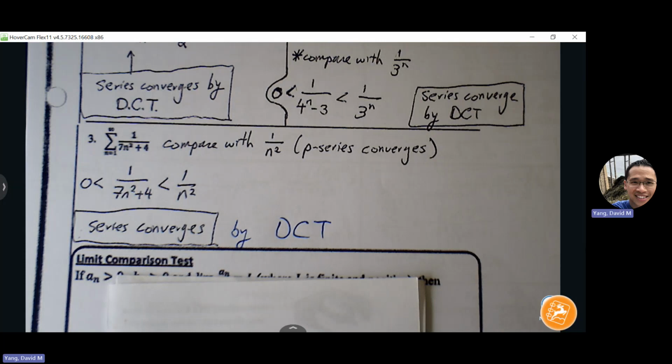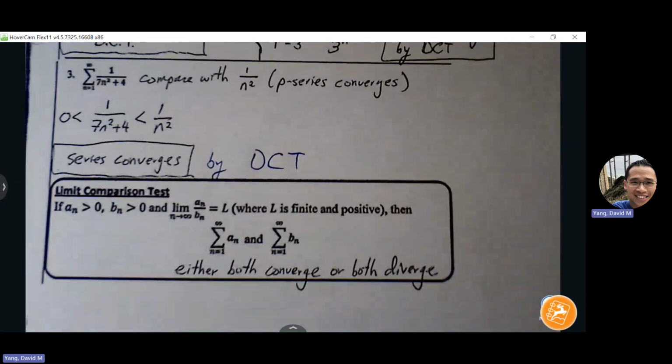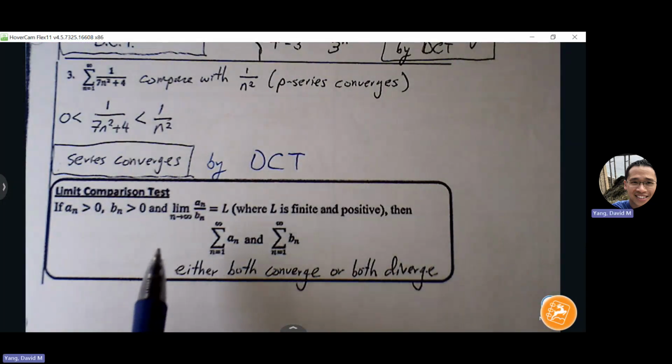Okay, the next one is the limit comparison test. This one will be used more often, and this has a certain look to it. If you have rational functions, the limit comparison test is a good fit for that. So let's go over what that does.